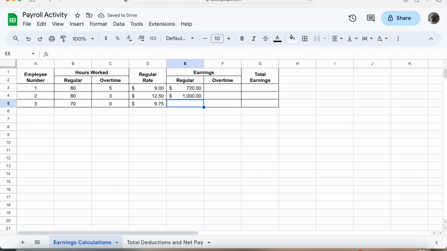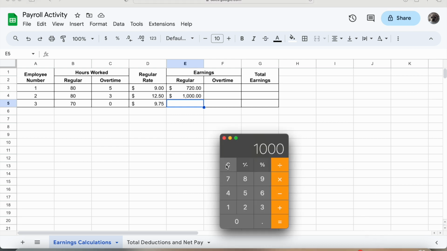And for employee number 3, they worked 70 regular hours and they had a regular rate of $9.75 per hour. So if we take 70 regular hours worked and we multiply it times $9.75 per hour, that will give us $682.50.